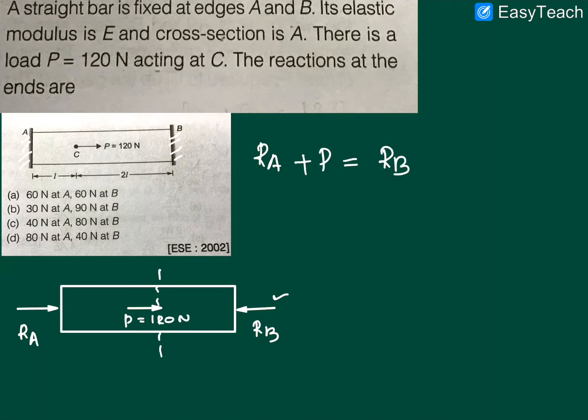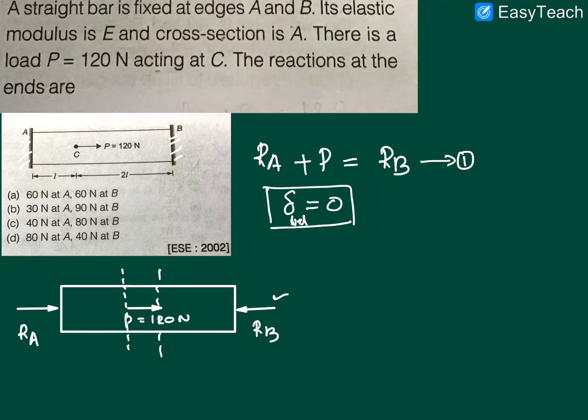The second equation can be obtained from the constraint between A and B. Therefore, the total elongation will be 0. So we can say delta net goes to 0. In order to find that, we have to divide this figure into two sections, at the point where the internal force of 120 Newton is acting.